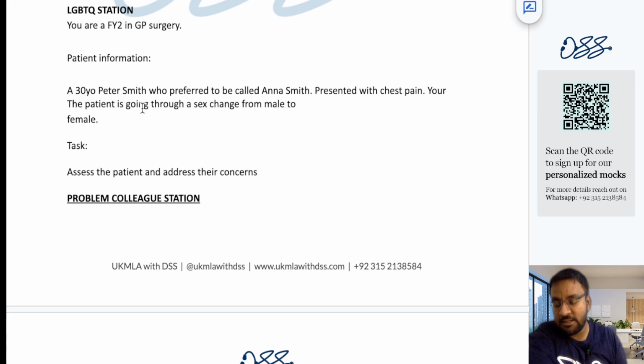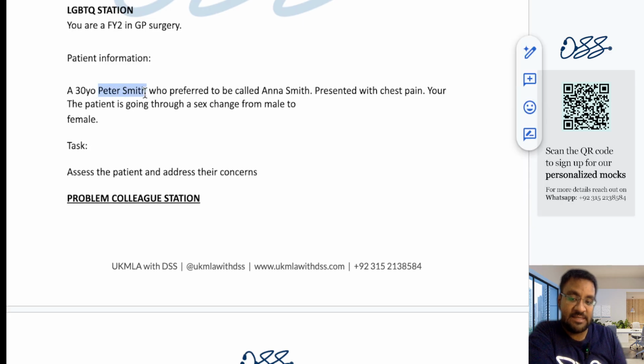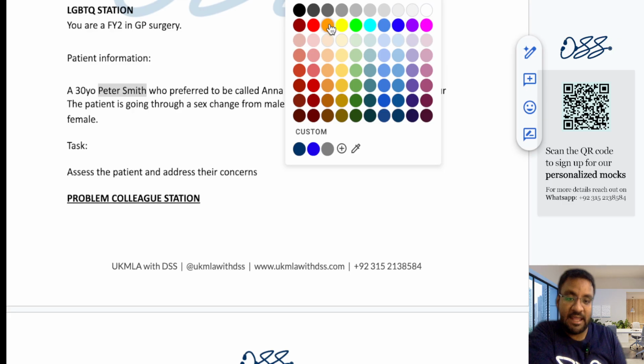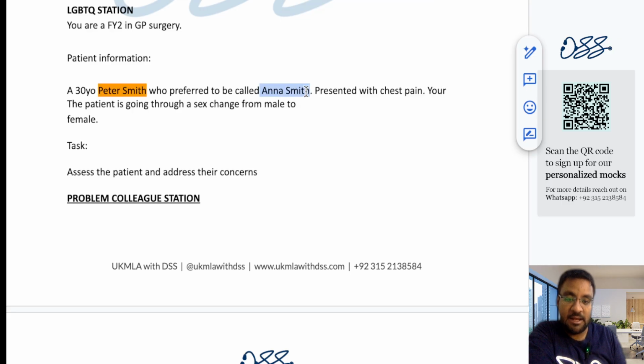To be very honest, a patient may just present with chest pain, and you may think this is just a medical diagnostic station, but they may add the LGBTQ aspect to it by adding a gender change or sex change journey of the patient in the scenario. And sometimes you may see two different names in the task, like Peter Smith, also known as Anna Smith, so you automatically know that there is something fishy.